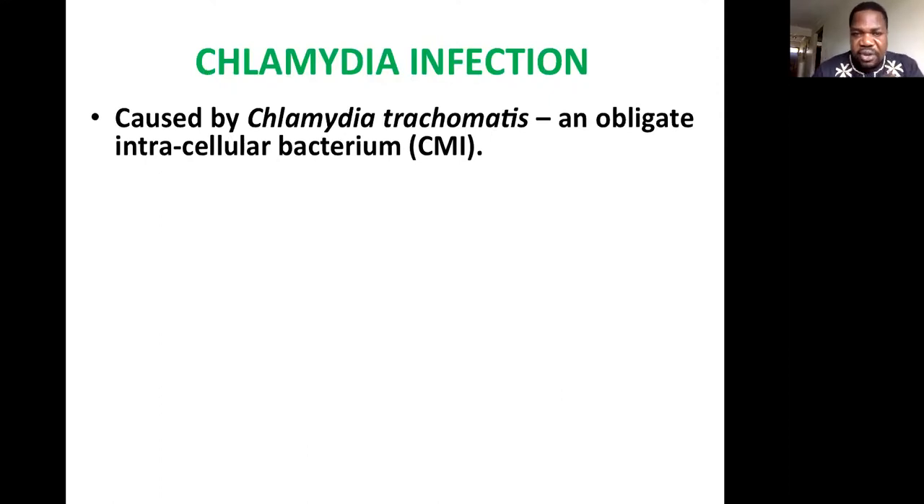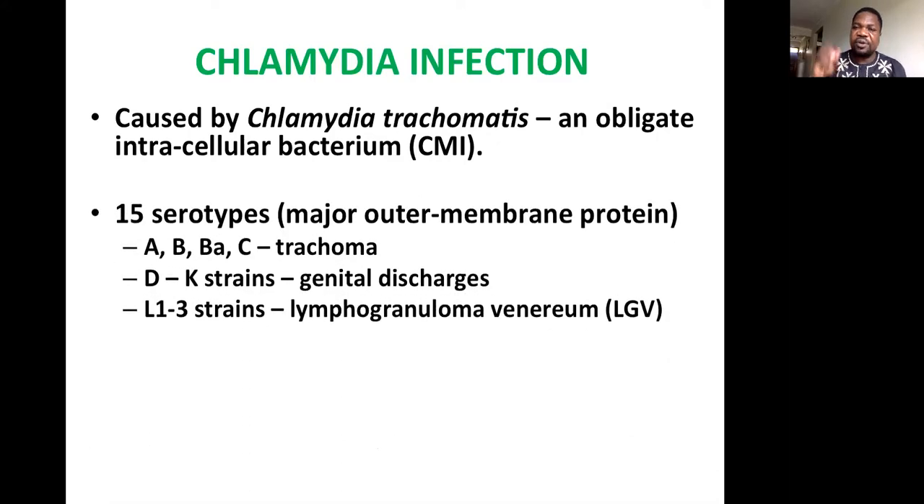Chlamydia infection is caused by what we call Chlamydia trachomatis. Chlamydia trachomatis is also an obligate intracellular bacterium, so it only survives within the cells. We have almost 15 serotypes of Chlamydia trachomatis. But the interesting thing about this pathogen is that different serotypes cause different conditions. Serotypes A, B, and C cause an eye infection, what we call trachoma. You know, there are patients who develop an eye infection called trachoma. It's due to serotypes A, B, C.